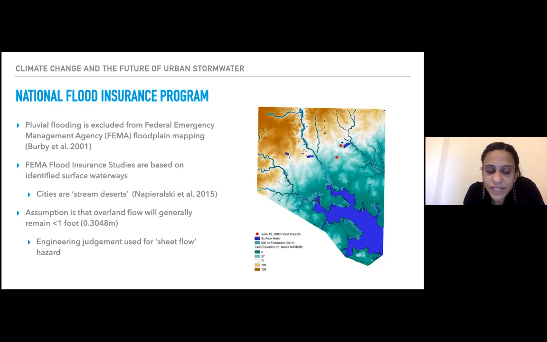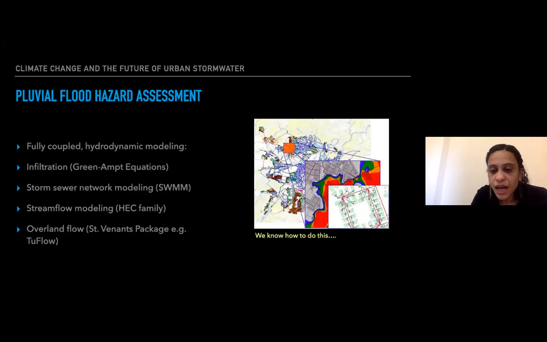Part of the reason is that there's an assumption that overland flow will generally just be a nuisance, that it will remain less than 1 foot, and that we can just use engineering judgment for the sheet flow. Some cities actually do that, for example, Phoenix does it because of its topography and climate. But in practice, we've identified where these events are happening frequently, and their frequency is causing many problems for urban residents. We've also identified incidents where there was severe and life-threatening flooding that's just not considered in our National Flood Insurance Program.